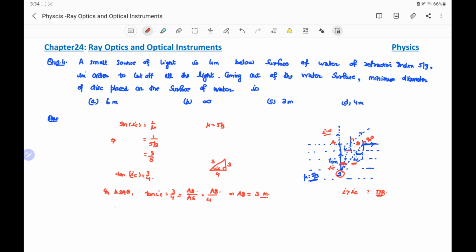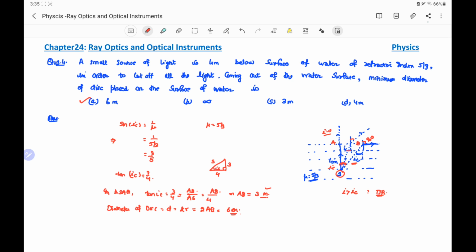In the question, it is asked for the minimum diameter of the disc. Because radius is 3 meter, the diameter of the disc required to stop the light coming out of the water will be D, that is equal to 2R, or it is 2AB, that means it is equal to 6 meter. Hence option A is the correct answer.